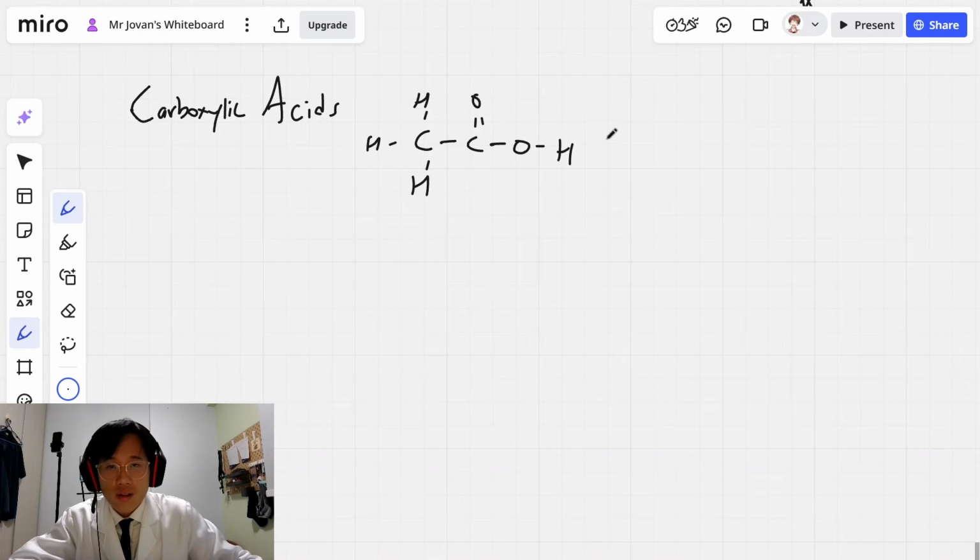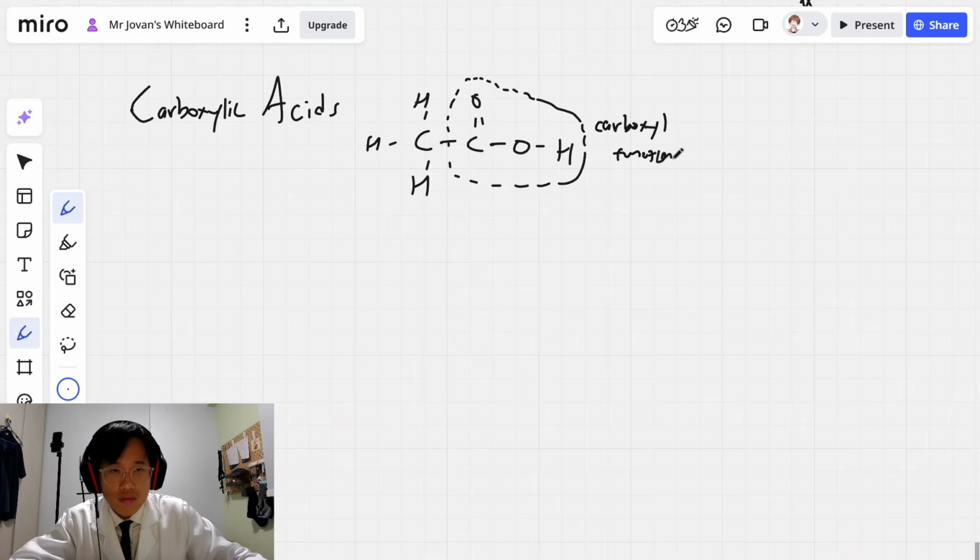Okay, this in carboxylic acids is the carboxyl functional group. This is what makes a carboxylic acid a carboxylic acid. What is it called? Ethanoic acid.